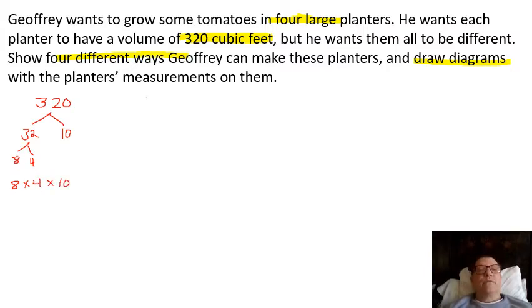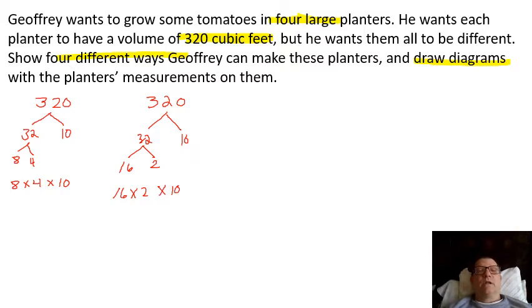Now let's do it again. 320. This time I'm going to split it up, and I've got 32 and 10, same as before, but I also know 32 can be made by making 16 times 2. So now I have 16 times 2 times 10. Let's start with 320 again. This time I'm staying with a 32 and 10, but now I'm going to come to the 10, and I know I can go 2 and 5. So now I've got 32 times 2 times 5.